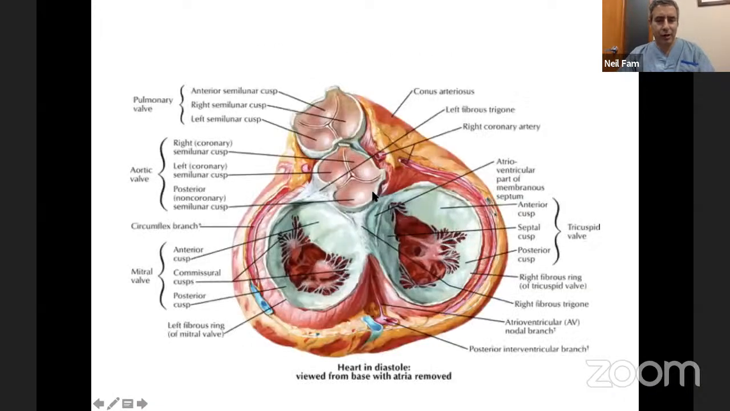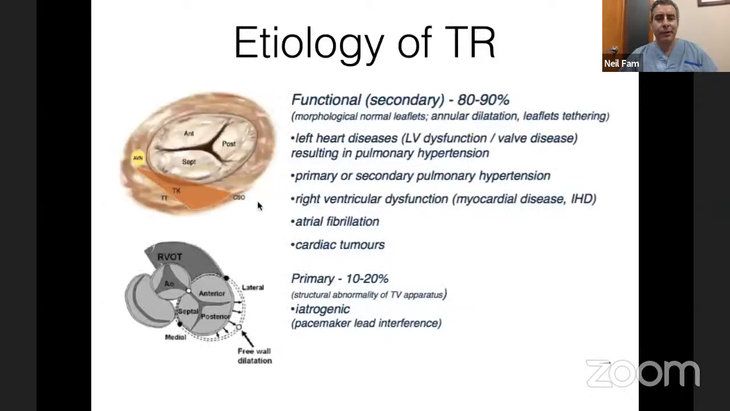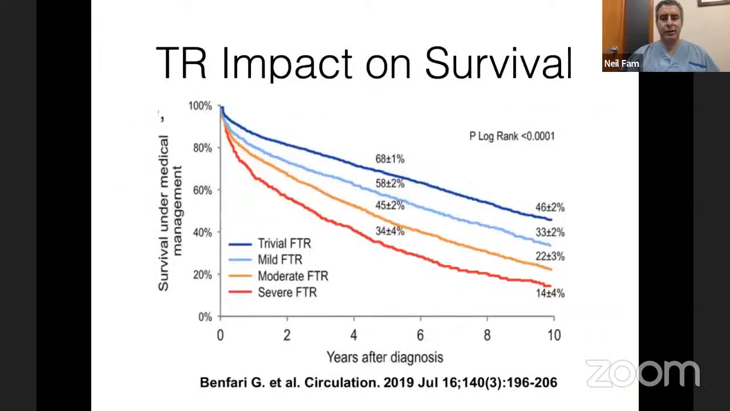So the forgotten valve, no longer forgotten. The tricuspid valve, not exactly tricuspid, often has 4 and 5 leaflets, as we'll discuss. As we know, TR is predominantly functional due to left-sided valve disease or LV dysfunction, pulmonary hypertension, atrial fibrillation. But there are an important number of primary causes of TR which are increasingly recognized, such as tricuspid valve prolapse and lead-induced TR. So we know that TR is bad for you, and severe TR clearly has an impact on survival independent of other prognostic factors.